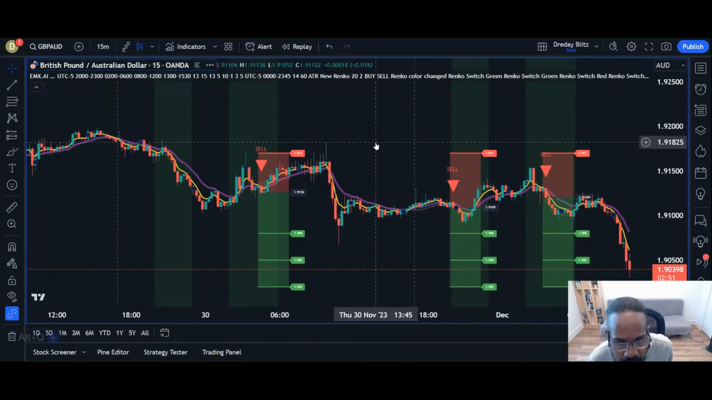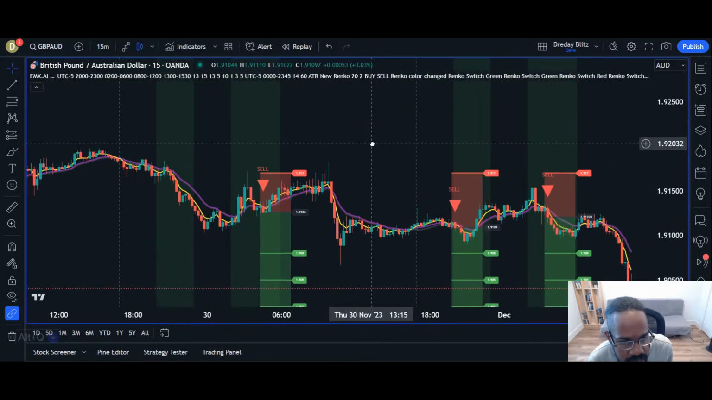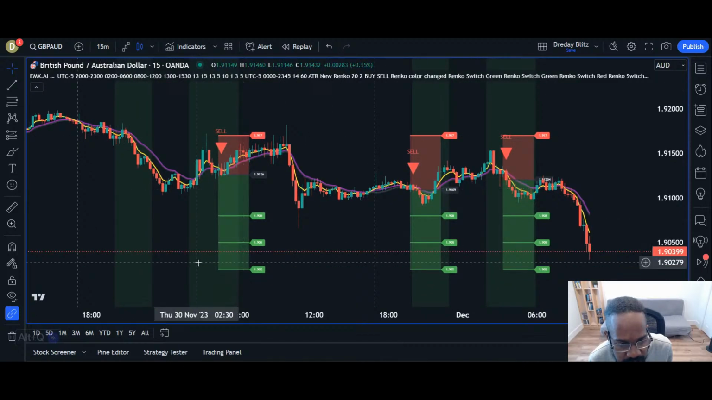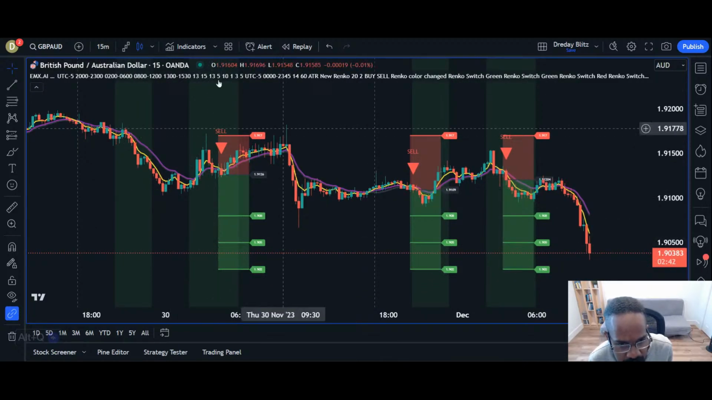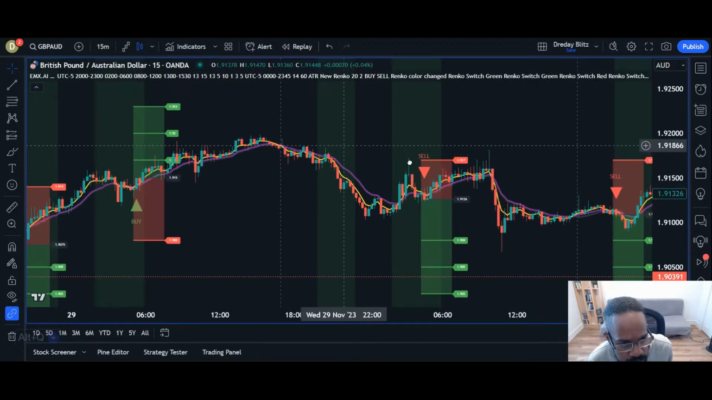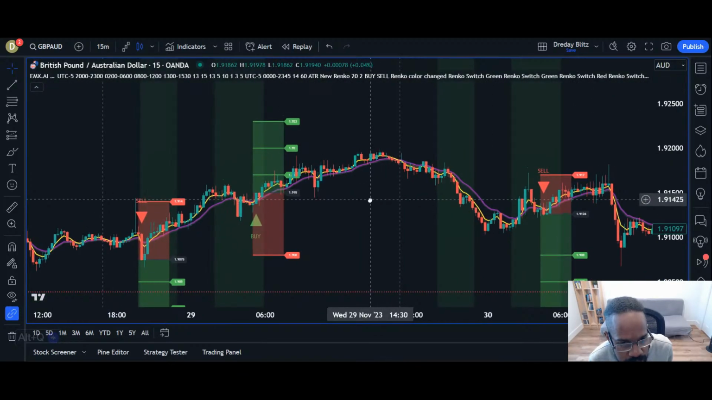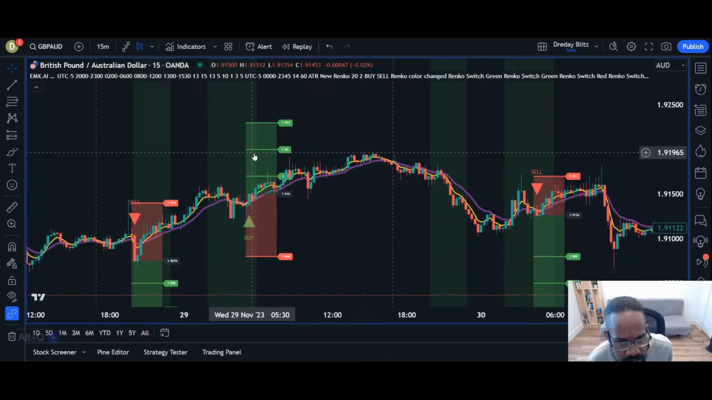This one depends exactly on your risk tolerance. You may still be in that trade. It would be hitting your TP2. This one hit TP1, almost TP2.